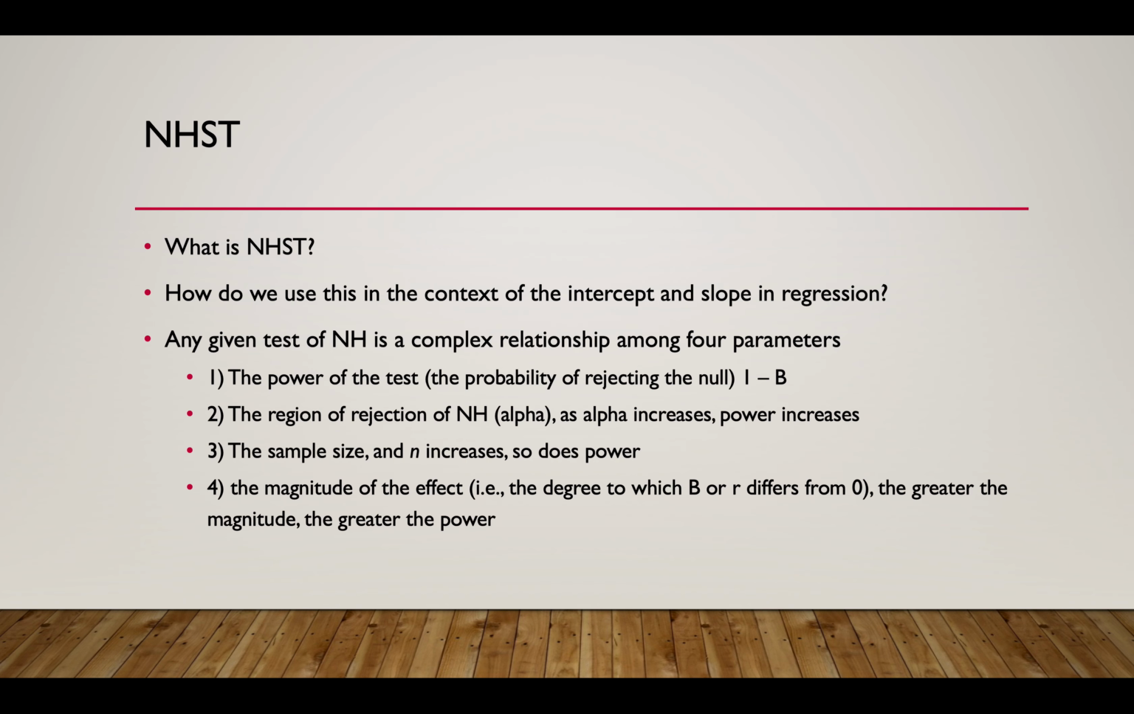Number 2, it says as alpha increases, power increases. Note that alpha is your p-value cutoff. So we think of p-value cutoffs typically as being 0.05. Another common p-value cutoff is 0.01. As we move from 0.01 up to 0.05, we increase in power, right? And so that's what I meant by the region of rejection of the null hypothesis there.